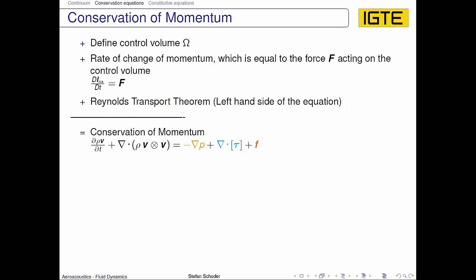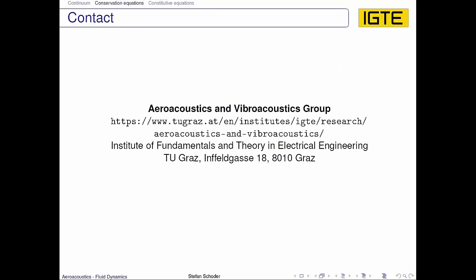We have derived now the conservation of momentum, and if we would introduce for this bluish term here a Newtonian fluid, we would arrive at the Navier-Stokes equation. So we can conclude that the conservation of momentum plus the Newtonian fluid will give us the Navier-Stokes equation. This is a key message I would like to give you from the conservation of momentum, and the next step will be that we derive the conservation of energy.